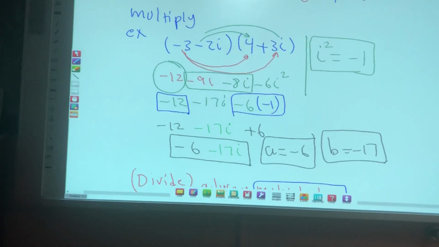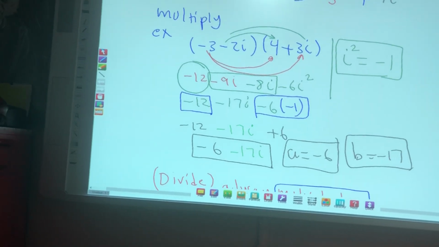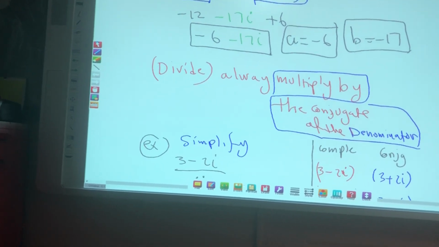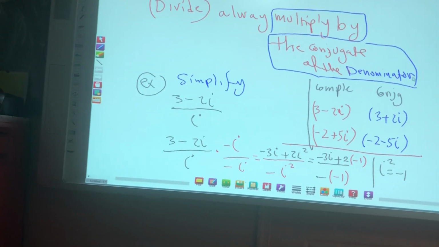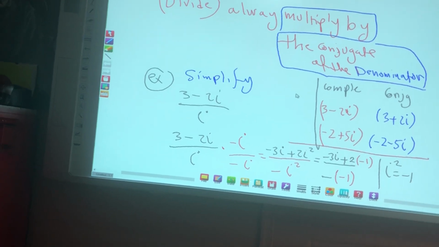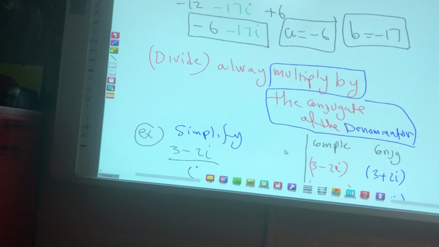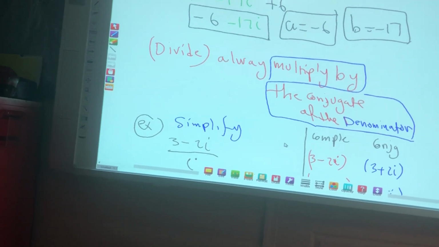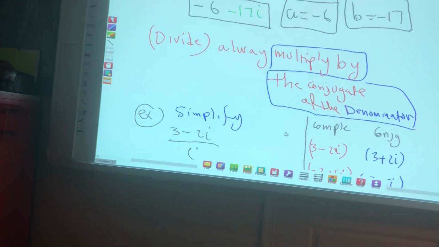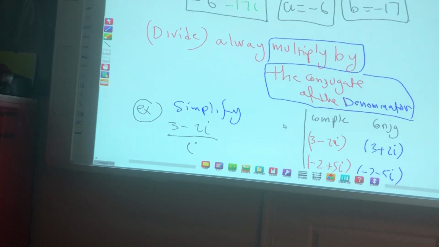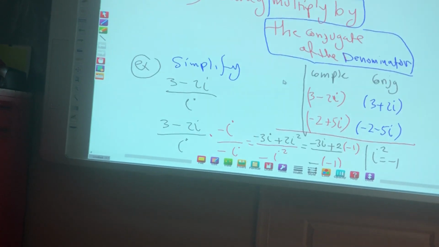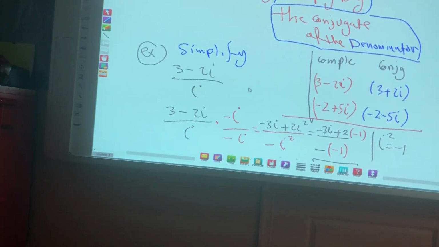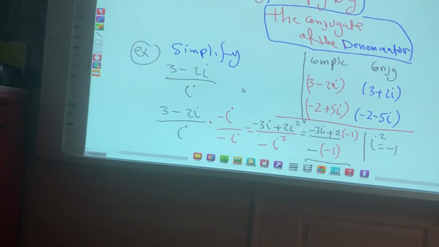Let us keep going. Let's see what's next. Here's something new: dividing. When you are asked to divide and you have a numerator and denominator, what you have to do always is multiply by the conjugate. Remember this, it's a law in SAT. They have a lot of questions about this in SAT. Simplify (3 - 2i) over i.